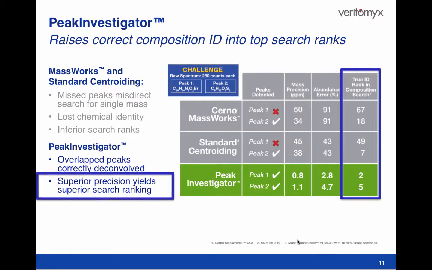When PeakInvestigator deconvolves these hidden peaks, it vaults the correct chemical identities up near the top of the compositional search candidates list. A faster and more confident path to correct identifications is clearly an attractive value proposition.